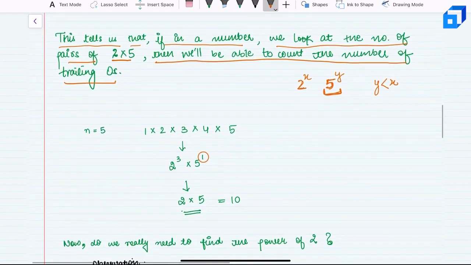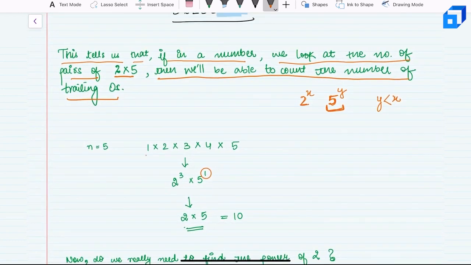Why? Because let's see with the help of this example. In this case, the power of 2 is 3. That means the number of 2s is 3. So this is 1, and 2 into 2 gives us 4. So 1, 2, 3. So there are three 2s and 5 is just 1, right? So 5 will pair up with a single 2 to form a 10. Therefore, we will look at the lesser power between 2 and 5, right?